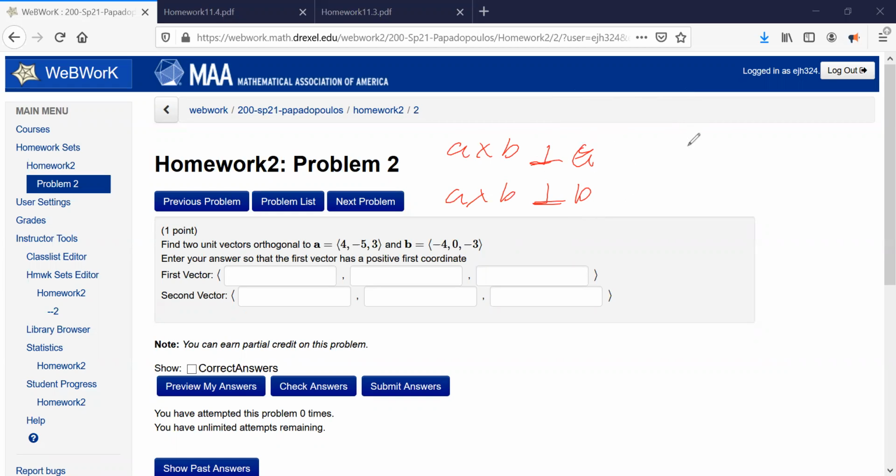So if we do this, we get I, J, K, and so it's going to be equal to the determinant of I, J, K, and then 4, 3, 4, 0, 3.